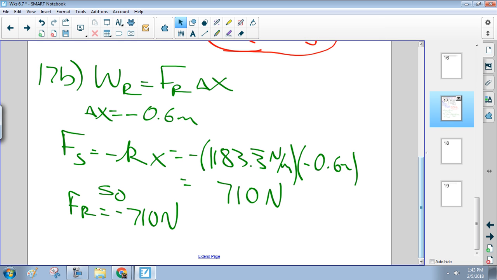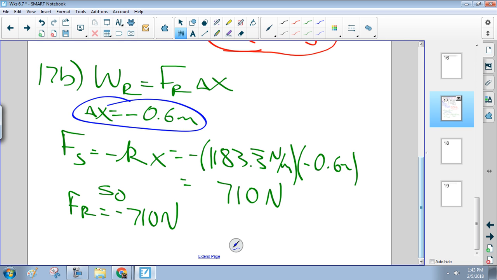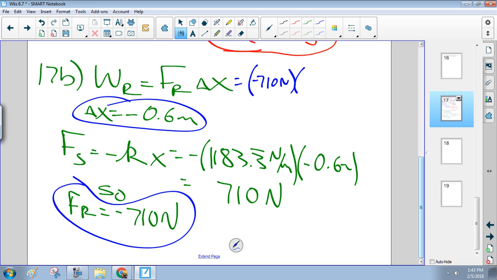Let's plug in our numbers. So here's my displacement. Here's my force. So plug in the numbers. The force of Roy is negative 710 newtons. He did that force over a distance of negative 0.6 meters. Multiply this, and it gives you, I think it's 300 and something something. That's not at all right. Oh, it's 426. It's totally 426 joules. Cool?